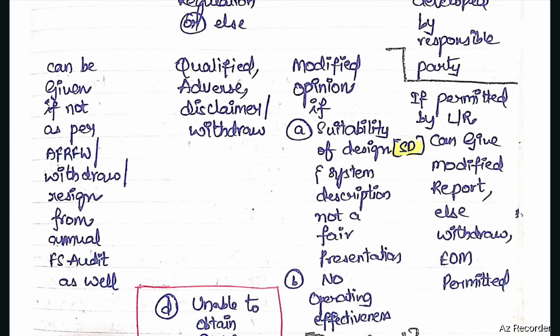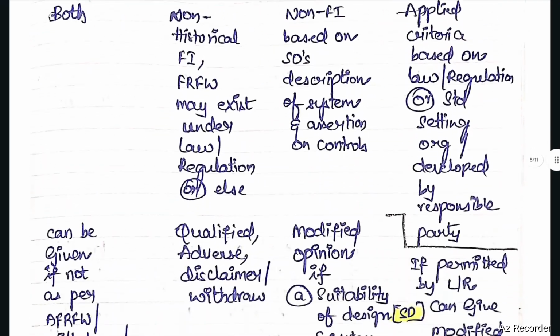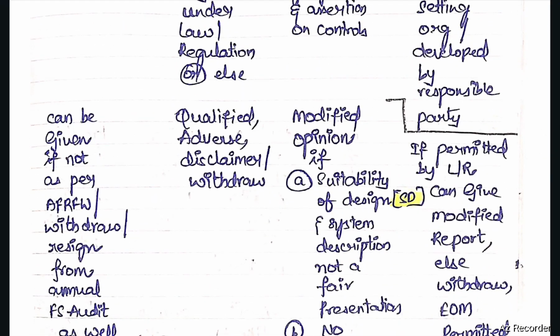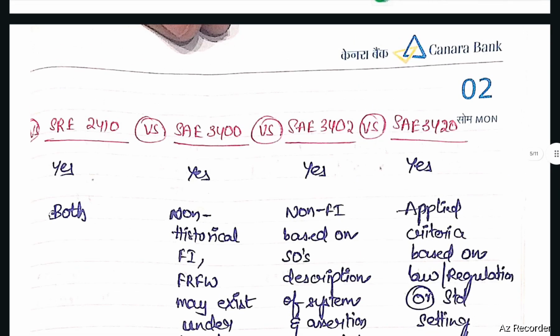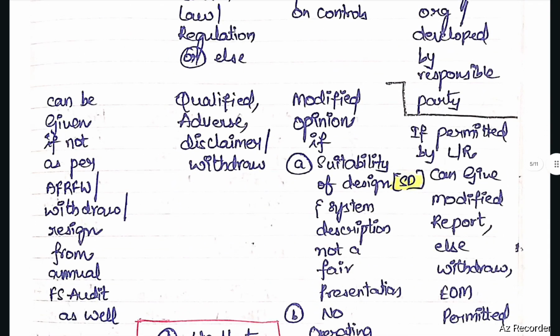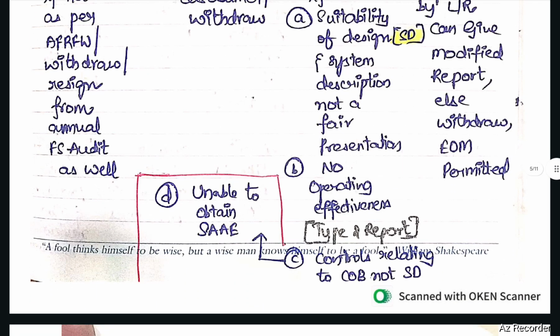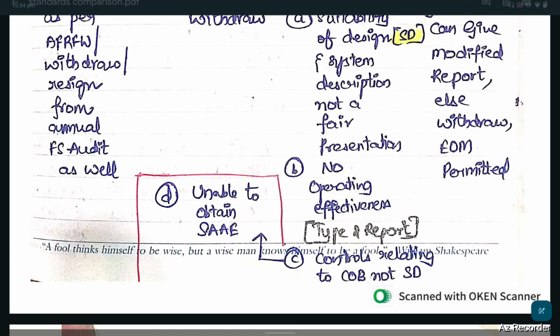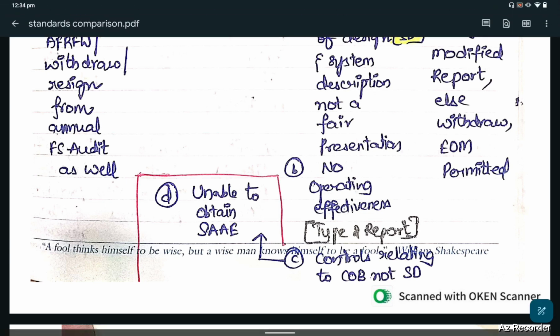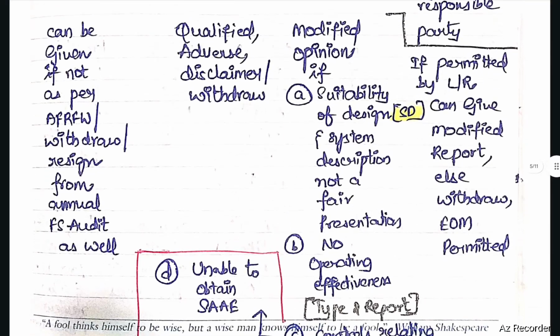In case of SAE 3400, qualified, adverse, disclaimer opinion can be given, or the auditor can withdraw from the assignment. In case of SAE 3402, modified opinion can be given if suitability of the design and system description is not a fair presentation and no operating effectiveness exists, that is type 2 report, and controls relating to control objectives of the business are not SD. SD means suitable or as per suitability of the design, and unable to obtain sufficient and appropriate audit evidence. In such a case, modified opinion can be given.